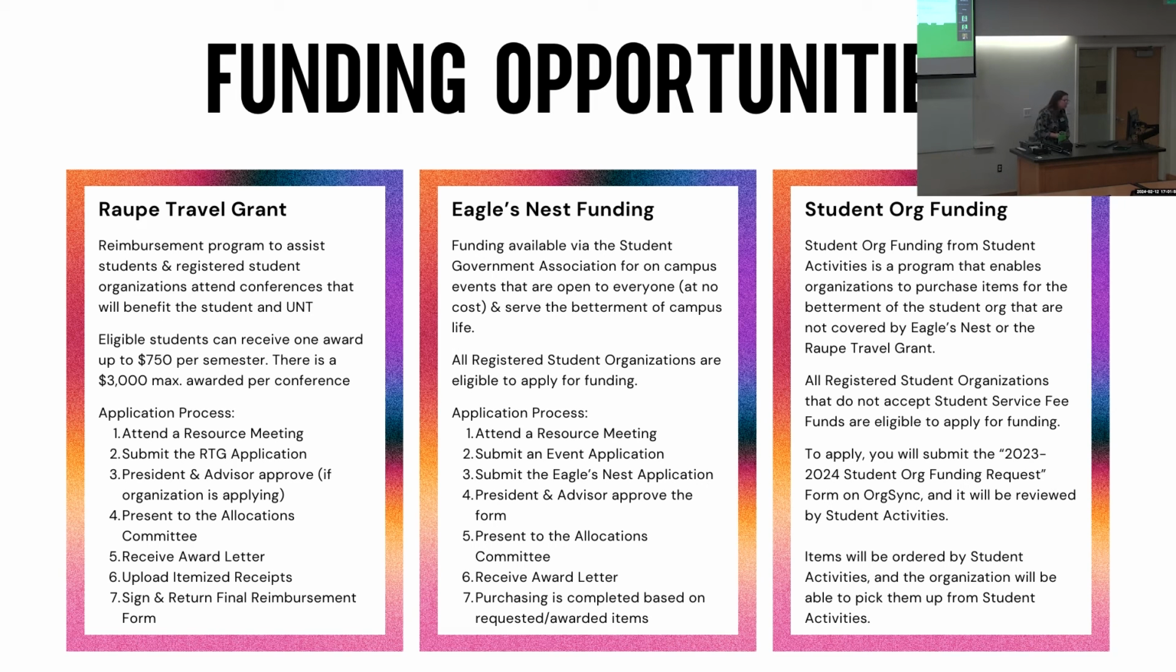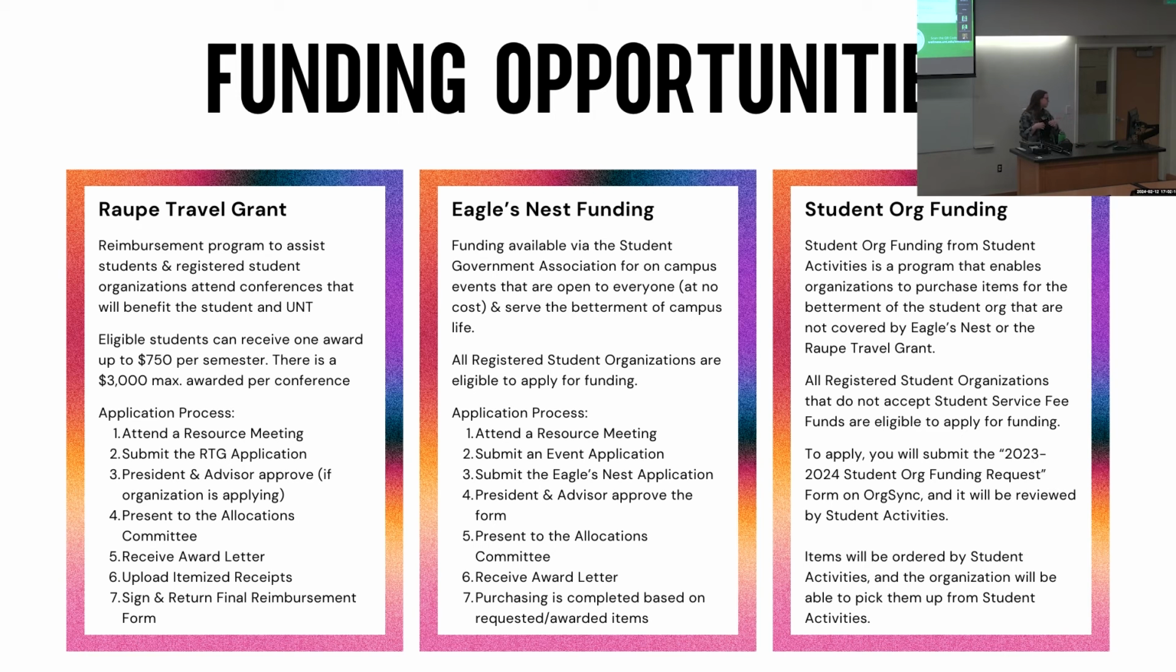For Eagles Nest, there is technically not a max funding, but any request over $3,000 has to be approved by the SGA president. So technically, an organization could get like $20,000 of funding. Would the allocations committee do that? Probably not. But once it's past that $3,000, there is the approval requirement for student organization officers.